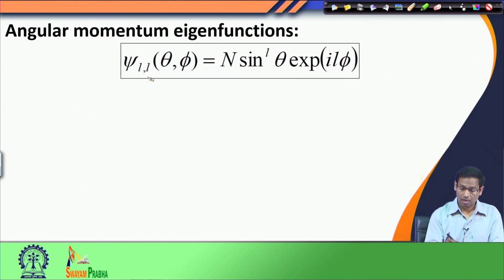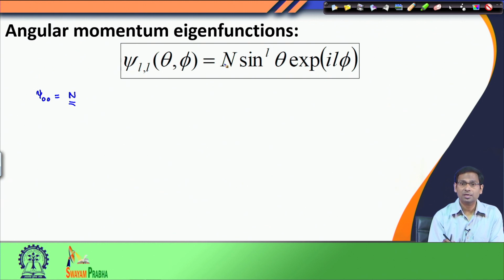So, here we would see what happens when L is 0. When L is 0, m is also 0. Therefore, psi 0 0 is N sin to the power L theta. Since L is 0, this is 1, e to the power i L phi. Since L is 0, that is also 1. So, psi 0 0, the angular momentum eigenfunction corresponding to L value 0, is simply N. And what is N? N is the normalization constant. What is its value? That we will try to get.